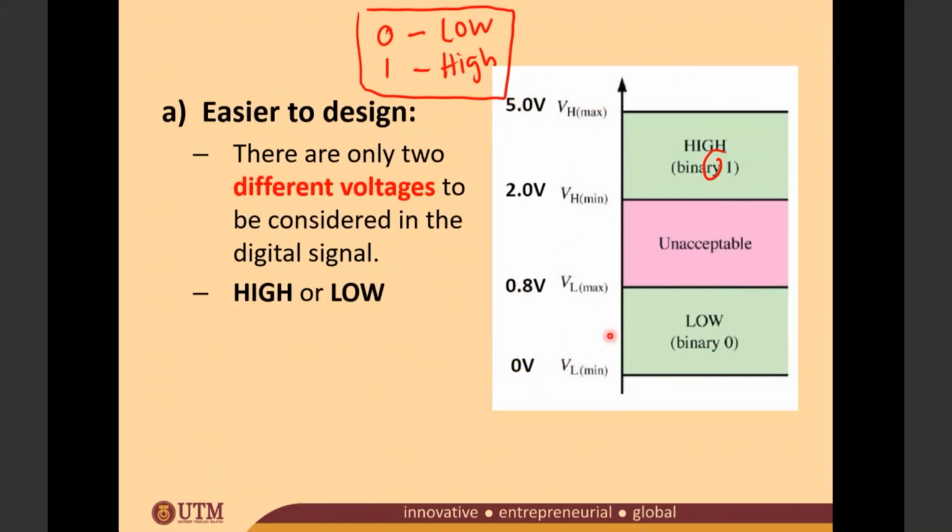Okay, so now what happened here? For the digital system, since the digital system only has 2 values, either logic 0 or logic 1, from this value here, from 0 to 5, we will divide it into 3 parts. In this case, from 0 volt to 0.8 volt, we call it a voltage low. So any value that falls in this range will be considered as a binary 0 or logic 0. And for the logic high, which is binary 1, any value that falls between 5 volt to 2 volt, we call it a logic 1. And in between here, this is unacceptable.